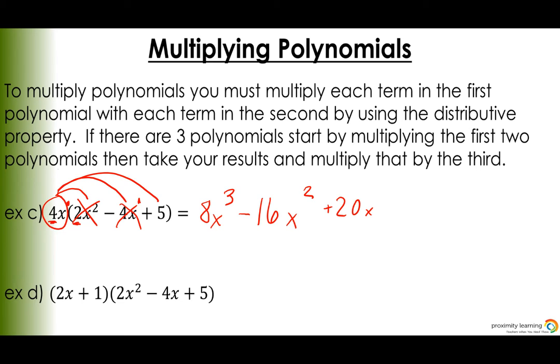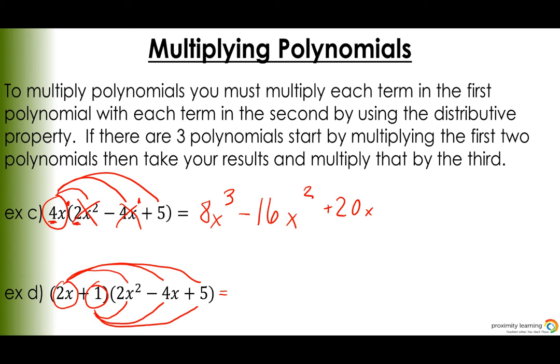Okay. Now, let's take a look at D. D is going to be a little bit longer just because we're multiplying a binomial, a two-term polynomial, with a trinomial, a three-term polynomial. Okay. But we're going to use the same steps that we used for C. We're going to do 2x times 2x squared minus 4x minus 5, and then we're going to turn around and do 1 times 2x squared minus 4x minus 5. Okay, that's all we're going to do.